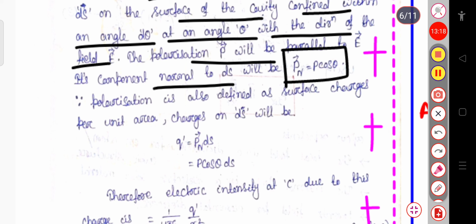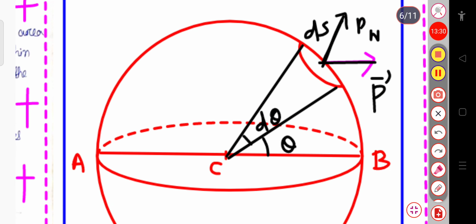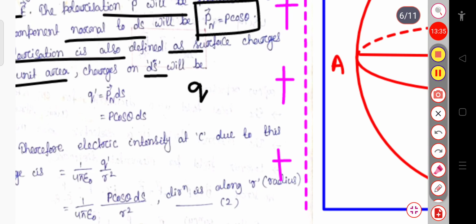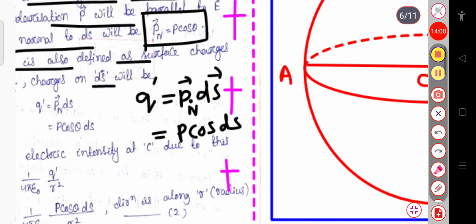Since the polarization is also defined as the surface charges per unit area, we can write the charges on this surface area ds. In this surface area the charges developed are, suppose, q prime. So this q prime will be equal to the polarization along the normal direction into the ds. So this will be nothing but Pn ds. That will be simply Pn, which is P cos theta, into ds. This is P cos theta ds.